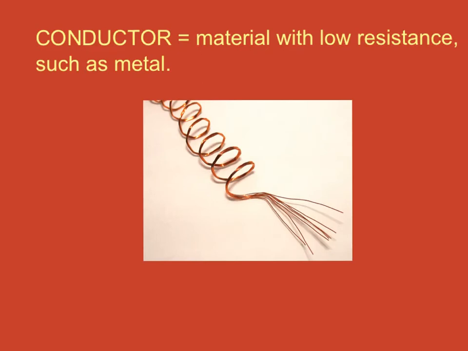Typically, circuits are constructed using conductors made out of metal. A conductor is any material with low resistance. The reason materials with low resistance are used is so that the electrons can flow freely.